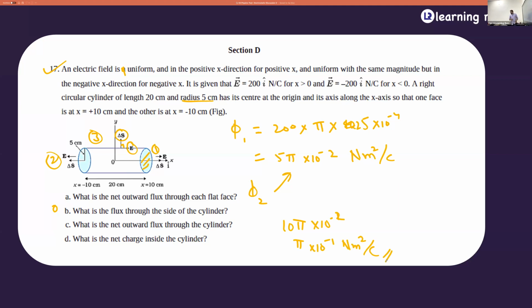So what is the net charge inside the cylinder? For net charge, you have the net flux. So the net flux is there. Just multiply that with epsilon naught, which is 8.85 into 10 power minus 12.